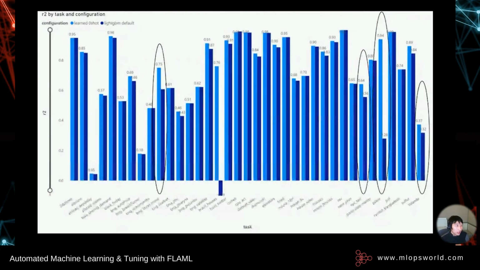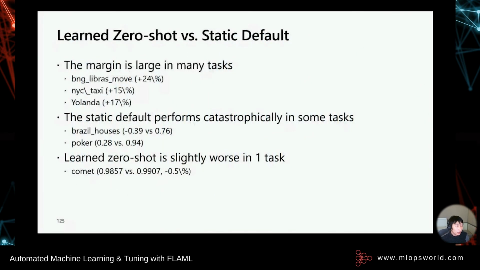This figure plots the tenfold cross-validated R-squared score. The larger the better. For LightGBM on 37 regression tasks, the light blue bar is from FLAML and the dark blue bar is from LightGBM. We observe that the recommended zero-shot configuration consistently outperforms or equalizes the static default configuration. The margin is large in quite a few tasks, such as BNG, Libra Smooth, with more than 20%, 24%, like New York Taxi, Yolanda with 15 and 17%.